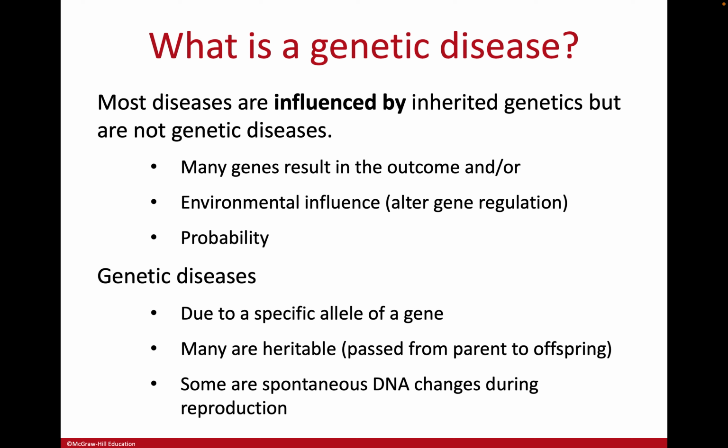When we talk about genetic diseases, we're looking at specific alleles or versions of a gene that cause that disease. Many of those diseases are heritable, meaning they're passed from parent to offspring. Some genetic diseases are what we'd call spontaneous, which means that they are random changes, and this is during reproduction. So whether it's during the egg or sperm formation or very early stages of actual embryonic development, that genetic change, that genetic disease would be specific to that individual that's born, but not passed on from the parents.